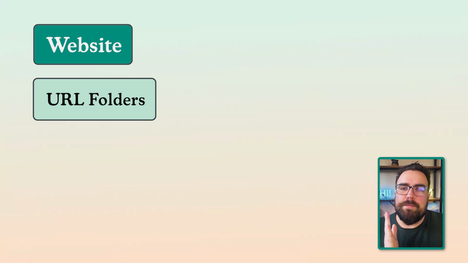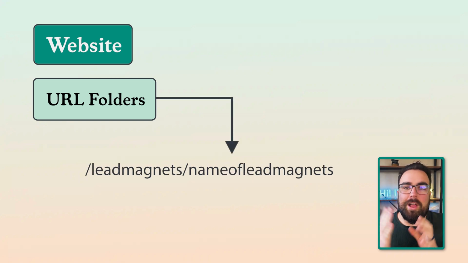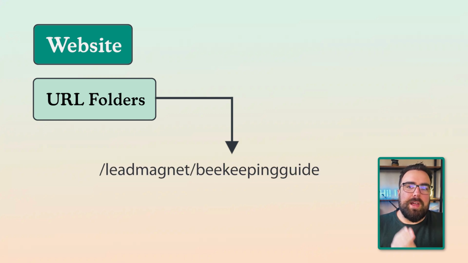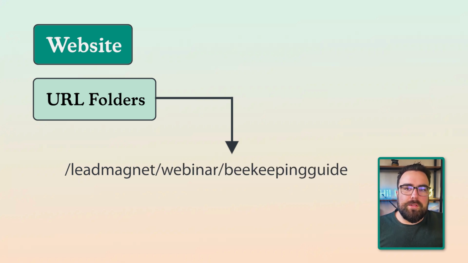URLs that have maybe the name of what it is inside of the actual content. There are exceptions to this. So for example, you say I'll make it simple, /lead magnets /name of lead magnets. Now your website, website.com, has /lead magnet beekeeping guide. You know what it is, you know what's a lead magnet, etc. You could then even go further. You could say /lead magnet /webinar /beekeeping guide. So it's a beekeeping guide for the webinar.